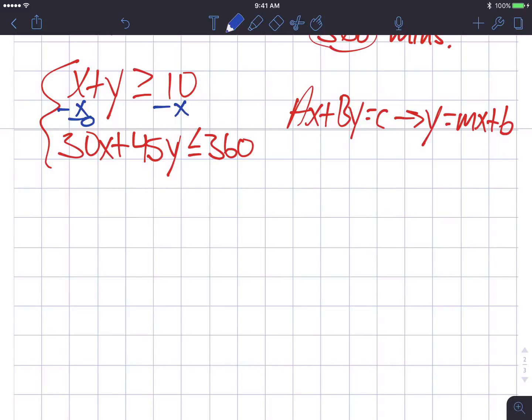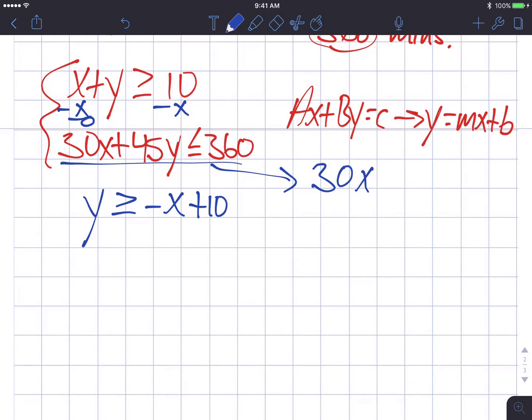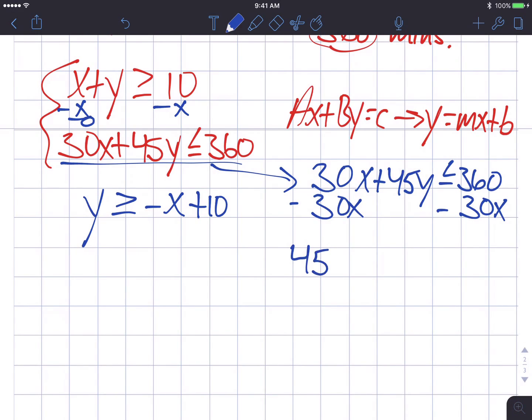And you're going to have y greater than or equal to negative x plus 10. And then this other one here, I'm going to work with down here. 30x plus 45y less than or equal to 360. We're going to subtract 30x, just like we did here, we subtracted the x. And I subtract it from the other one too, 30x. And you're going to get 45y less than or equal to negative 30x plus 360.